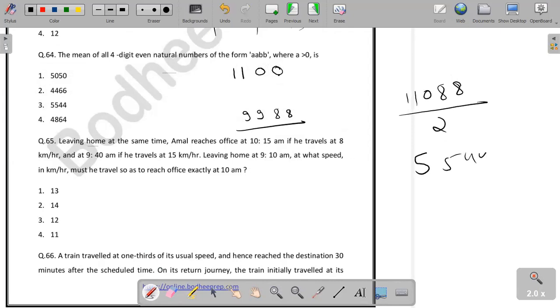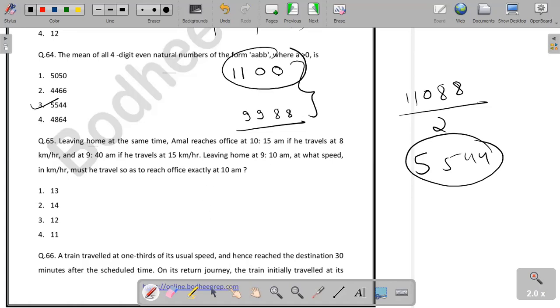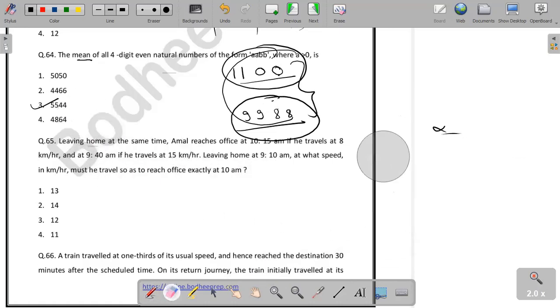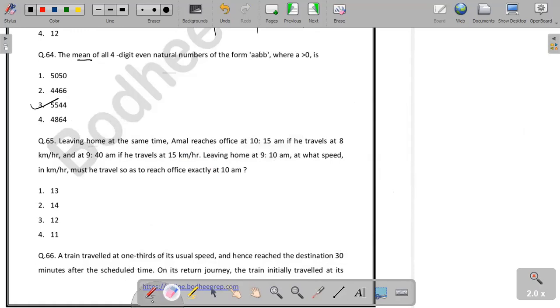Just wait. 5 5 4 4 should be the answer. What I did here, I found the first term and the last term and took the average, and it is the mean, and most probably it would be close to 5544, and we are getting the exact answer. That should be the answer.